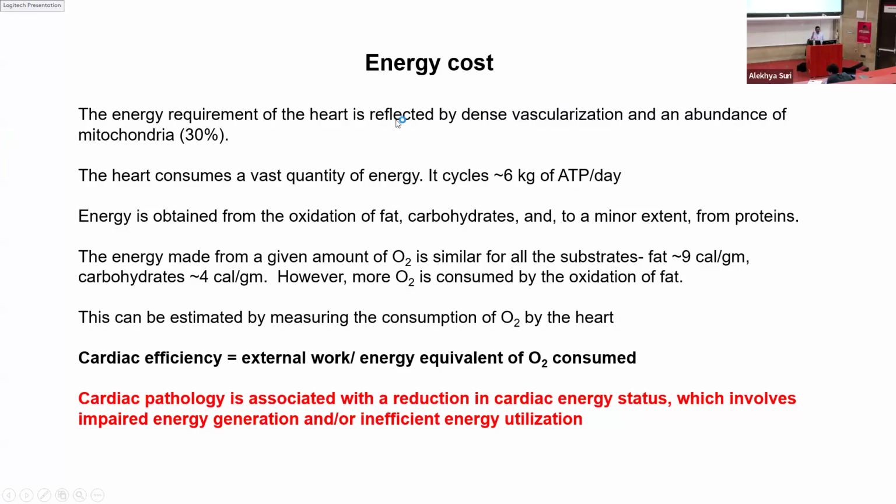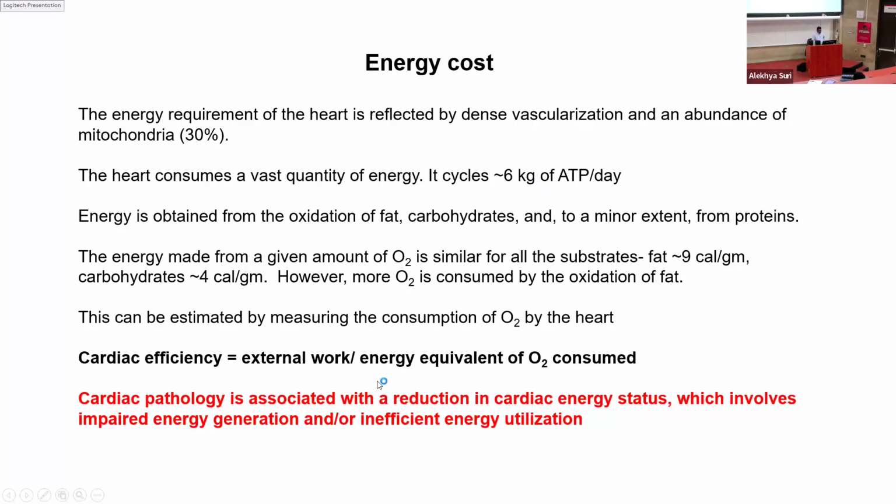If you take a section of the heart and stain it for the blood vessels, you will see dense microvessels, suggesting that you need oxygen also for the ATP generation. So most of the energy, or the ATP, comes by oxidative phosphorylation. And the heart consumes a vast quantity of energy. It cycles almost 6 kilograms of ATP per day, because that much ATP is synthesized and used. If you measure the ATP levels, you may not see any ATP at all, because it will be consumed very quickly by the cardiac muscle.